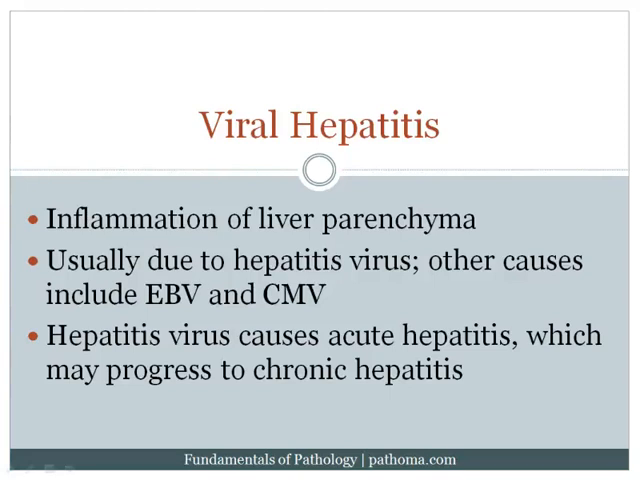Viral hepatitis is inflammation of the liver parenchyma. It's usually due to hepatitis virus, but it's important to note that other causes include EBV and CMV. Recall from our discussion of infectious mononucleosis, which was caused by EBV or CMV, that you could also get a hepatitis, and I discussed that there. Now our discussion here will focus on hepatitis virus, and this can cause an acute hepatitis which may progress to chronic hepatitis.